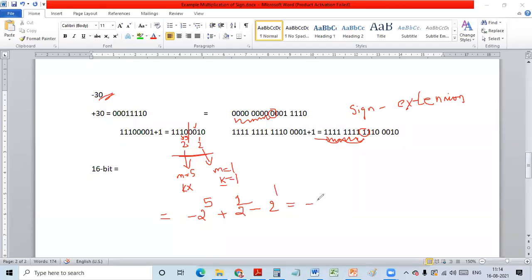Minus 2 power 5 is 32, plus 2 power 2 is 4, minus 1. Minus 33 plus 4. Sorry, 2 power 1 is 2. So minus 34 plus 4, which is equal to minus 30. Okay.